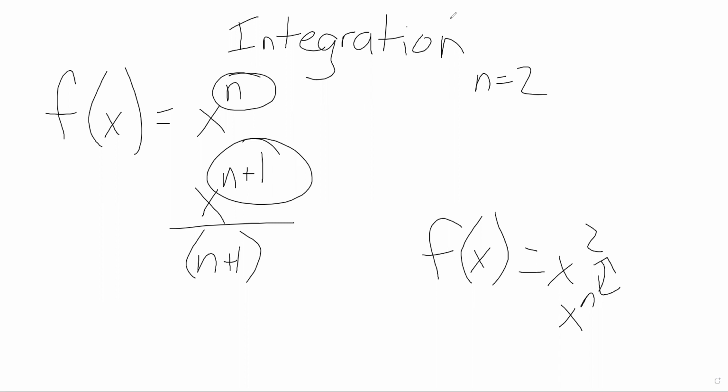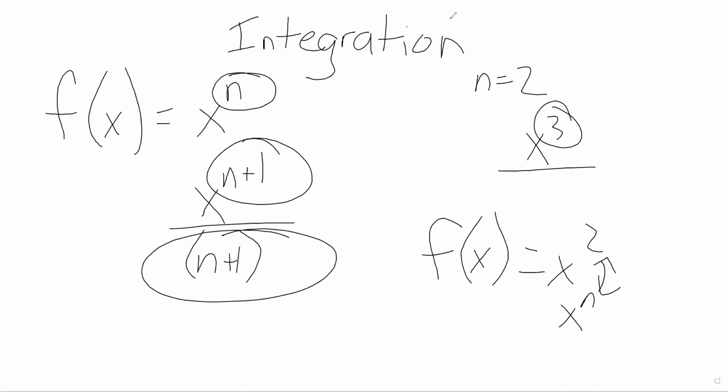So what we can do is add 1 to that. So 2 plus 1 equals 3. So it's x to the third. But then we have to divide by this n plus 1. And what did we say n plus 1 is? It's 3. So we end up with x to the third over 3. So x to the third over 3 is how you integrate the x squared equation.